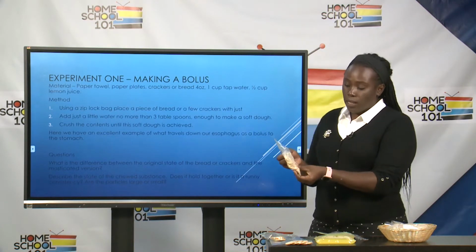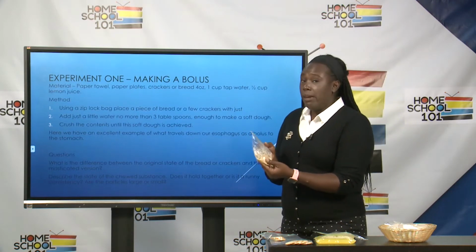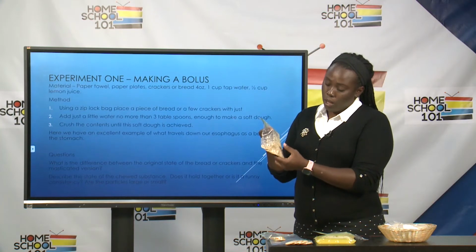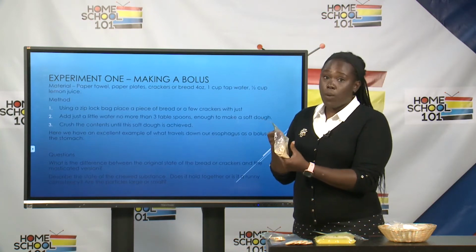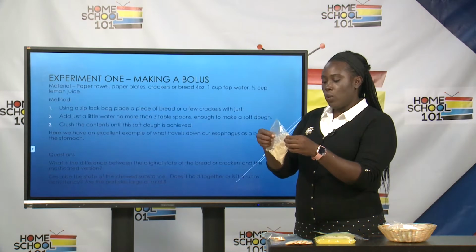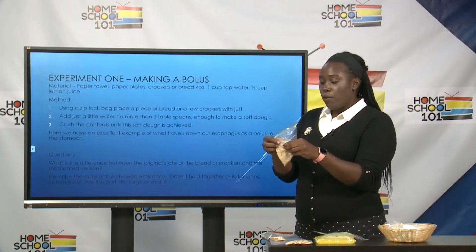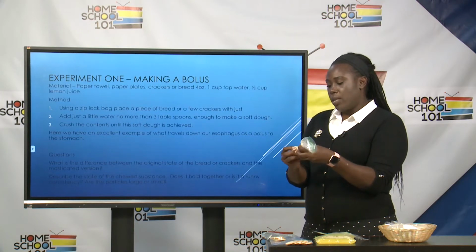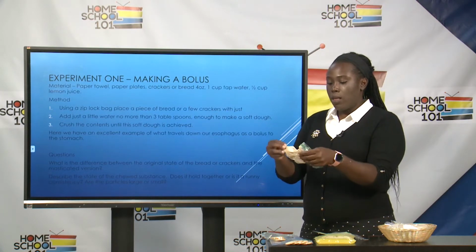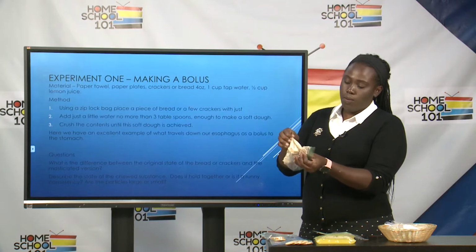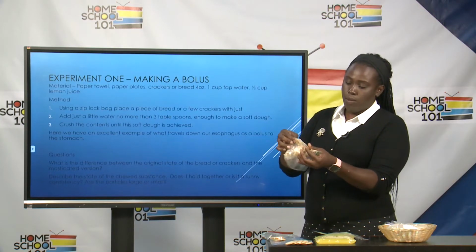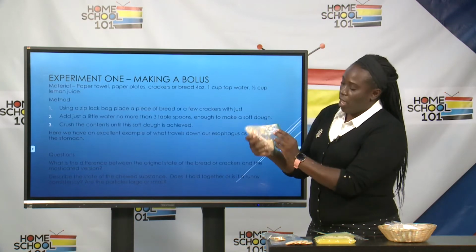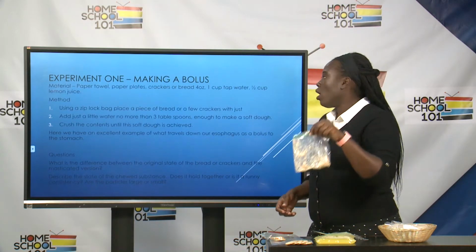We now have a nice soft paste, which accurately, I believe, represents crackers if they were actually chewed in our mouth. So we can call this our bolus. Now, for it to pass down our throat and into our esophagus, it would need to be a rounded ball. Much like what is displayed here. So here we've made our bolus.